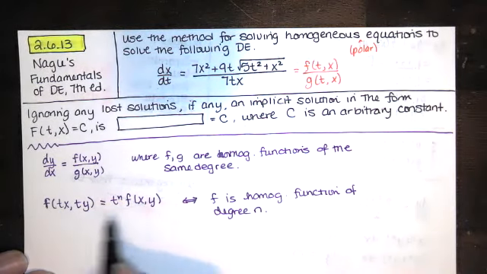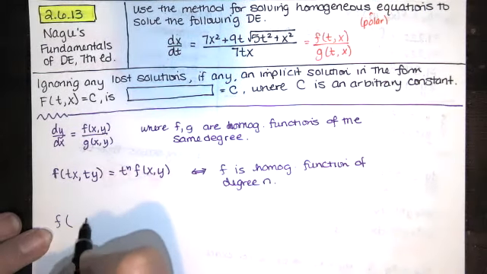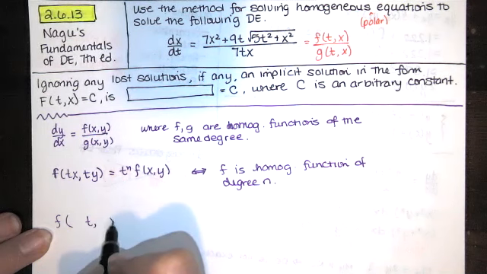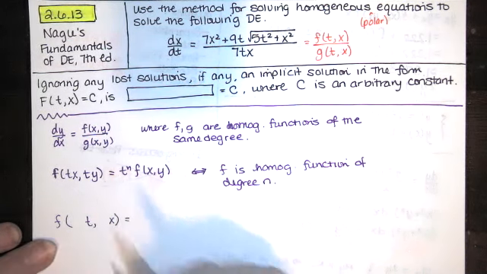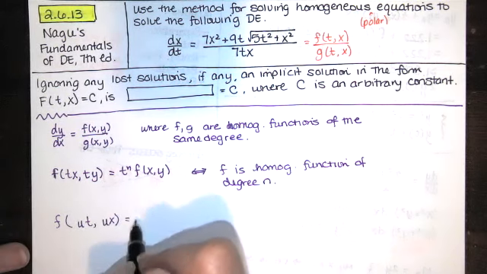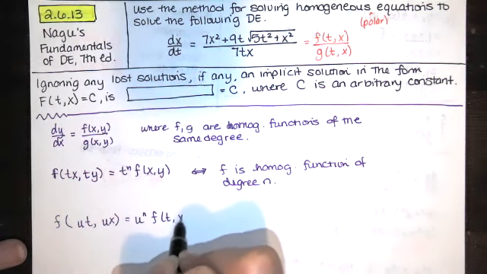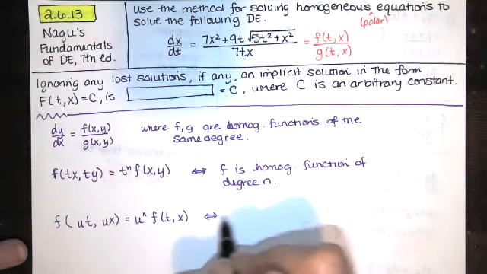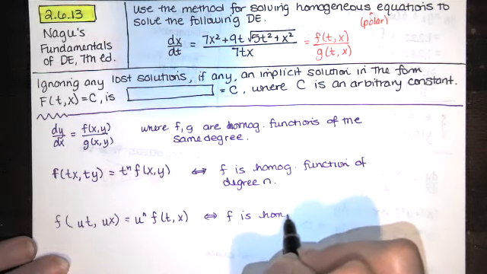So rather than using t here, since my original function was a function of t and x, I'm just going to pick a different variable. Instead of t, I'm just going to use the variable u. So we'll put ut here and ux there. If that can be written as u to the n times a function of t and x, then we're going to say that f is a homogeneous function of degree n.